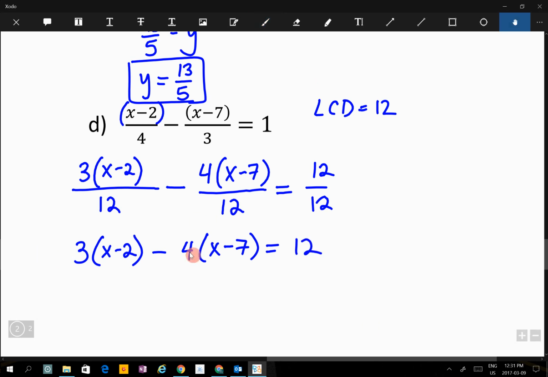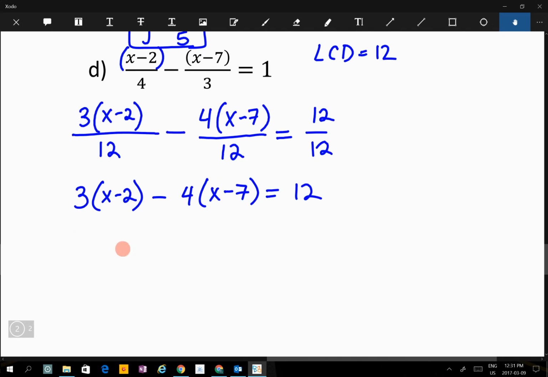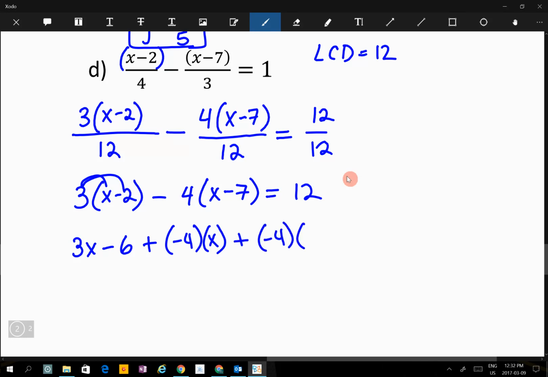So now we're back to this equation where we have these monomials times binomials. So I have to now expand using the distributive property. Whenever you see those brackets, again, and something multiplied in front, you have to expand using the distributive property. So 3 times x, which is 3x, 3 times minus 2, which is minus 6, and then remember the minus sign in front. If you prefer, you can separate them with pluses. So we do minus 4 times x, and then plus minus 4 times minus 7, which equals 12.